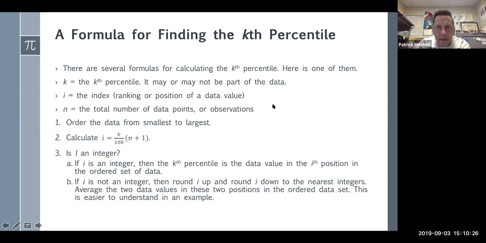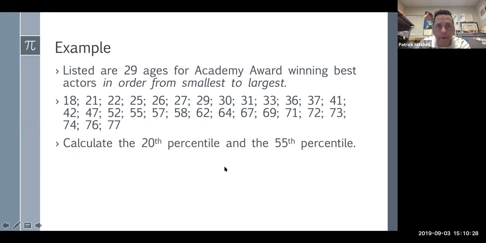All right, so let's do an example. We have 29 ages for Academy Award winning Best Actors, and they were nice enough to already put them in order. So they want me to find the 20th percentile and the 55th percentile. Okay, so I've done that on the next slide.